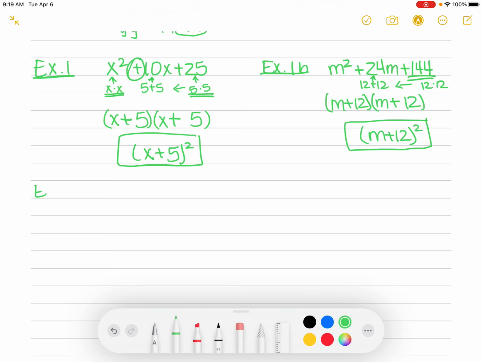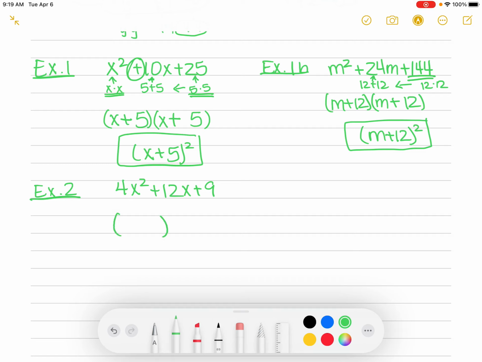Okay, let's go on to example 2. Example 2 is a little bit harder. We have 4x squared plus 12x plus 9. You always ask yourself, can I take out a number first? Well, here I could take out a 4 from this one, but this one does not. And this I could take out a 3 from, but I can't take out a 3 here. So there are no numbers to take out.